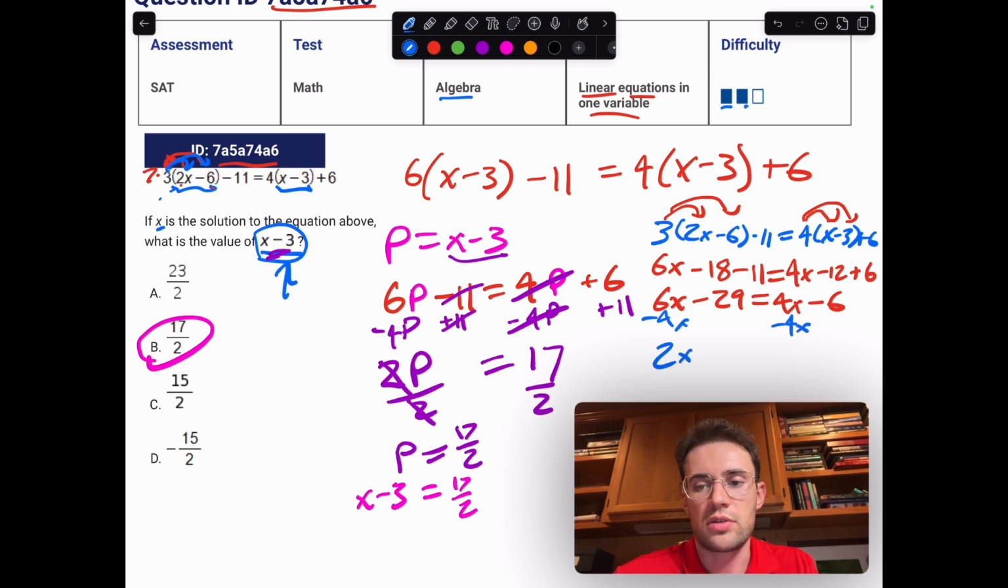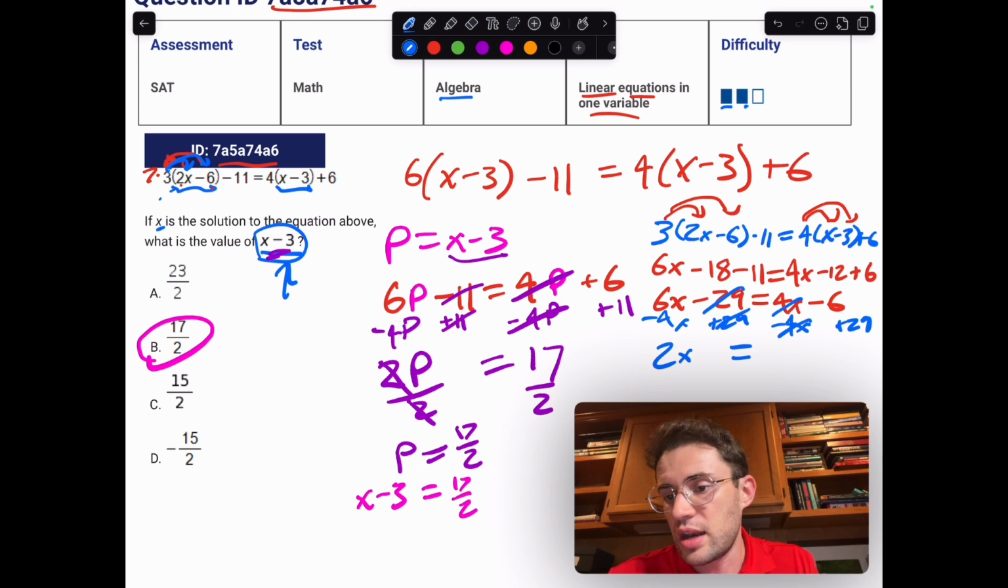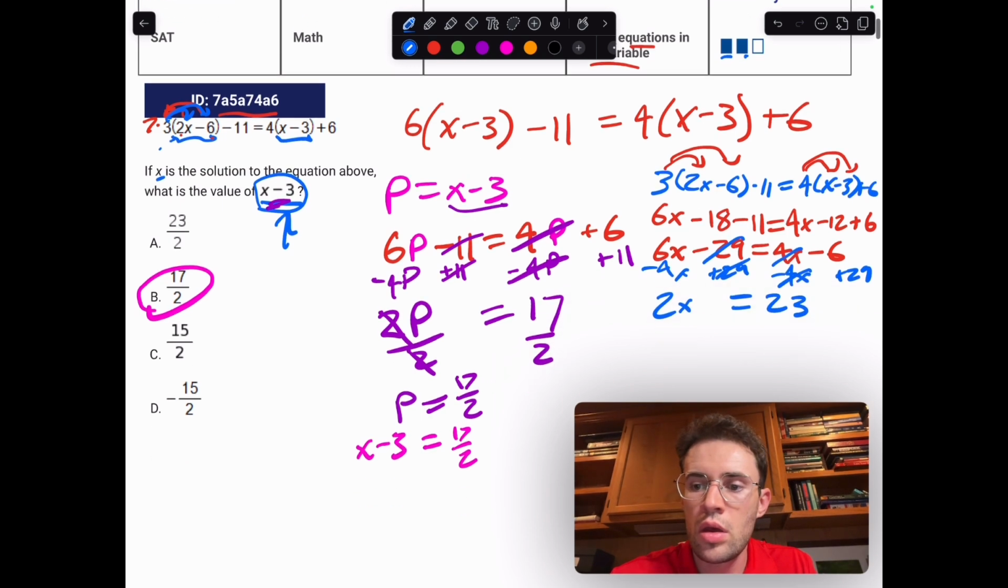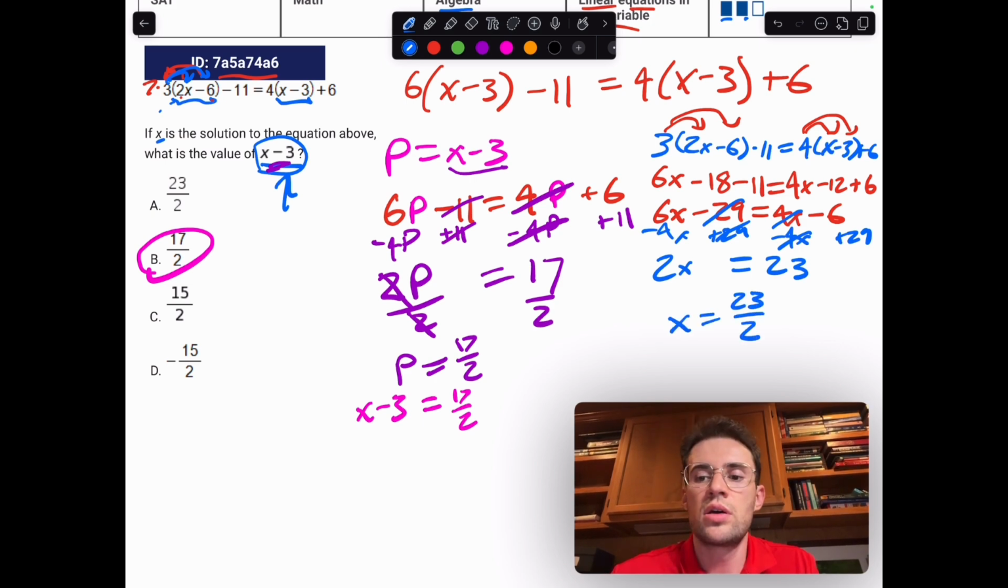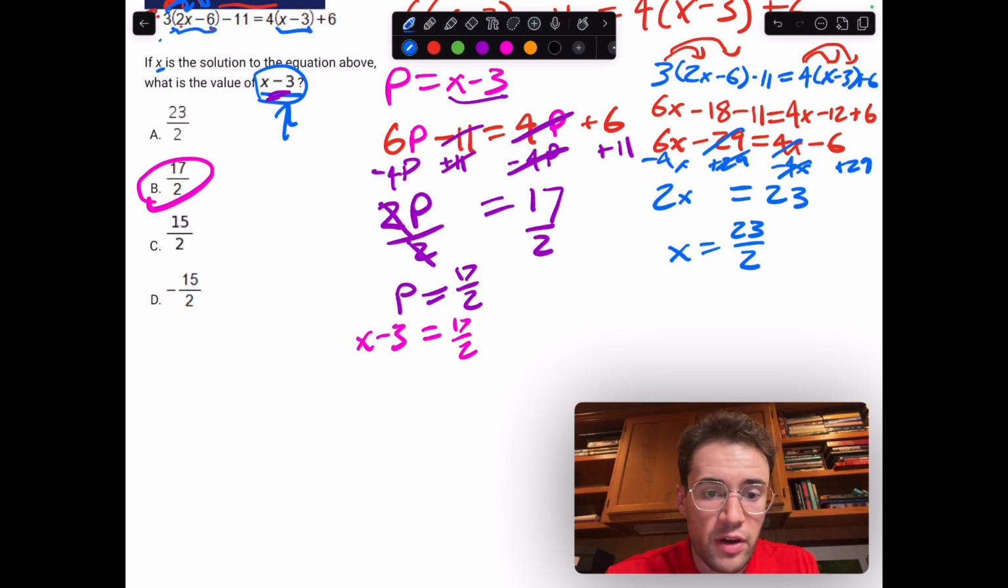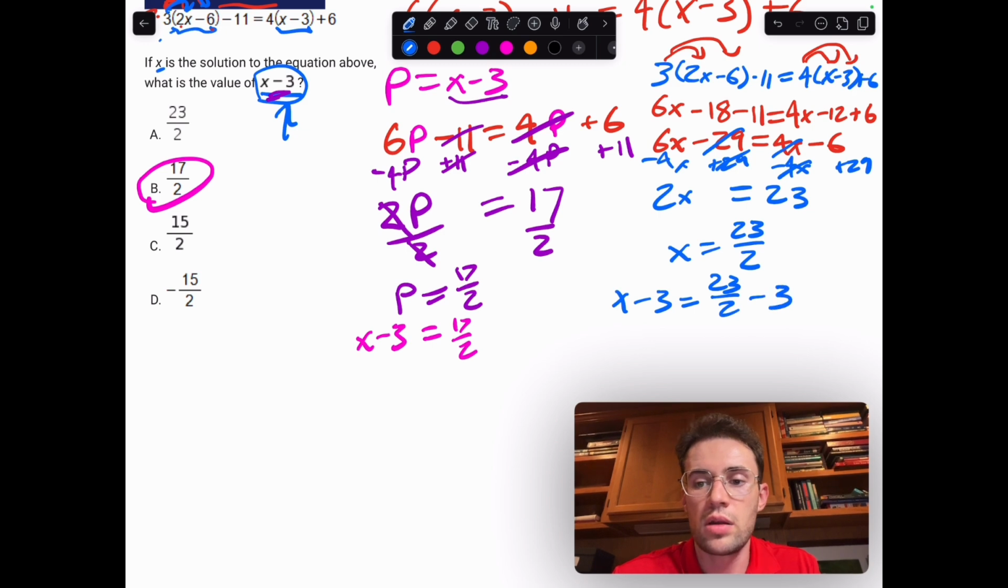Just leaves us 2x over here. And then we could add 29 to both sides to get rid of this minus 29 over here. Right, this cancels, this cancels. We get 2x equals negative 6 plus 29 would be 23. Right, it's basically like 29 minus 6, which means that x is equal to 23 halves. And then we want to find x minus 3. So x minus 3 equals 23 over 2 minus 3.